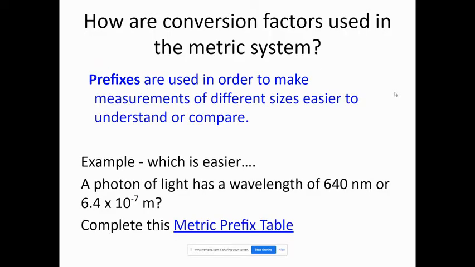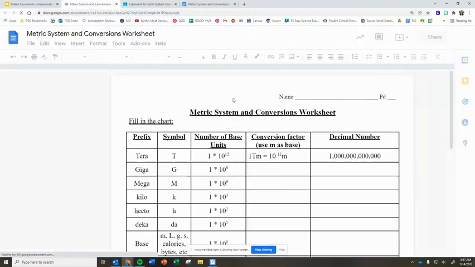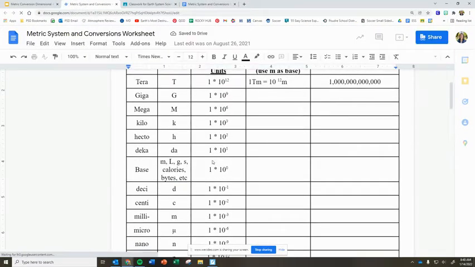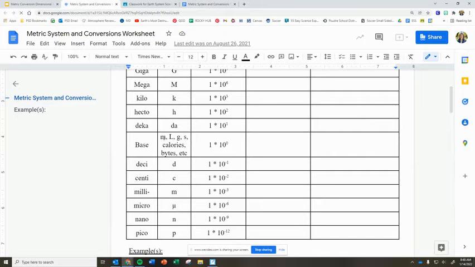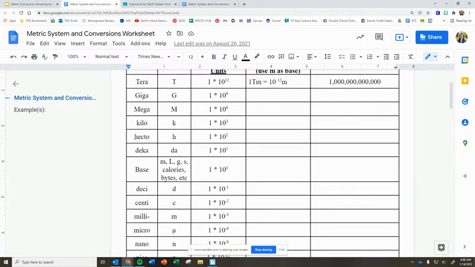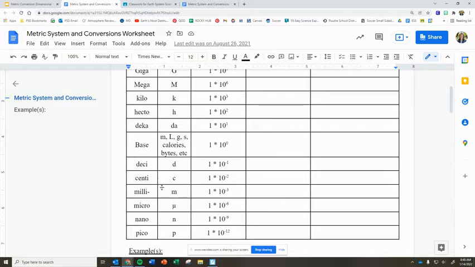So, the first thing we're going to do in this unit is talk about prefixes. These are used in order to make measurements of different sizes easier to understand and to compare. So in the metric system, there is a base unit. If you're talking about meters, you're going to have a base unit, and that would be meters, right? And then we use these prefixes like deca or hecto or kilo, right? A kilometer would be a type of meter, or a centimeter, a millimeter, right?